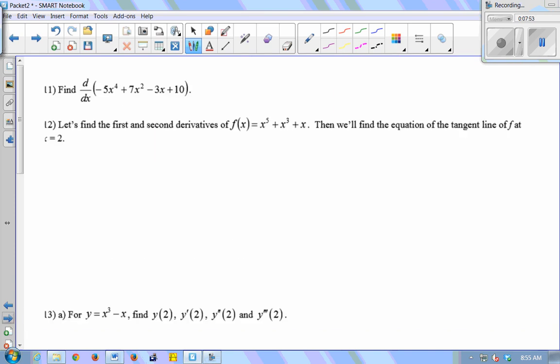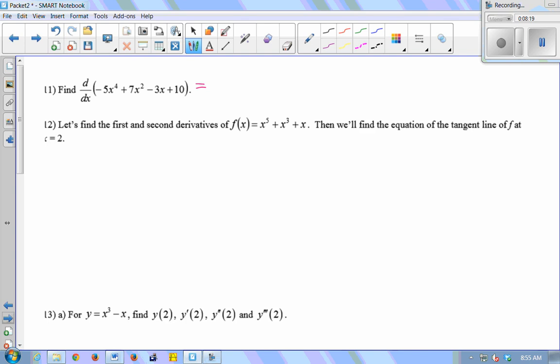So number 11 here, I want to find the derivative of this polynomial. So I'm going to apply the power rule, the constant multiple rule, and the sum and difference rule all at once to take this derivative. Because each of these terms is separated by addition or subtraction, I can take the derivative of each term separately.